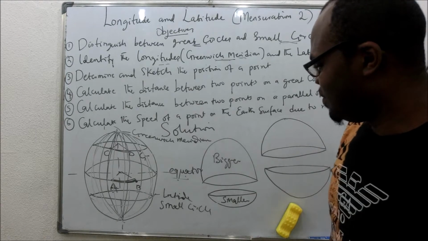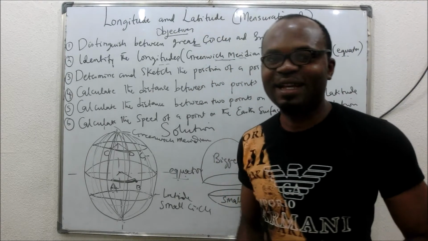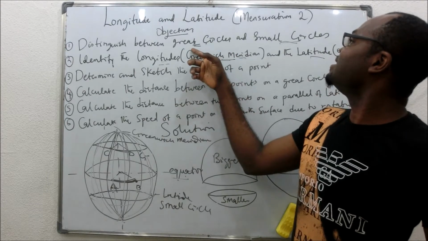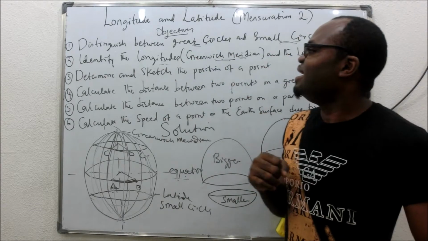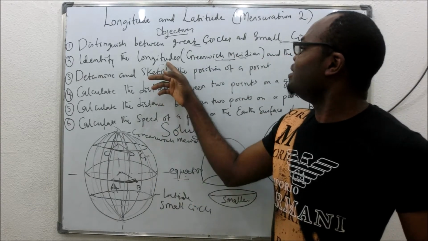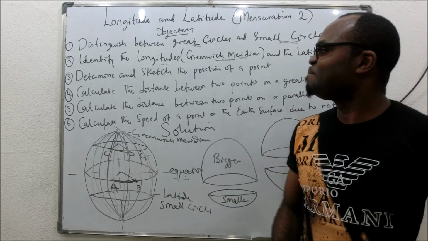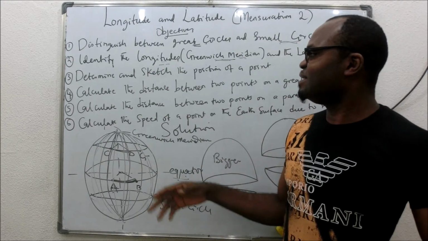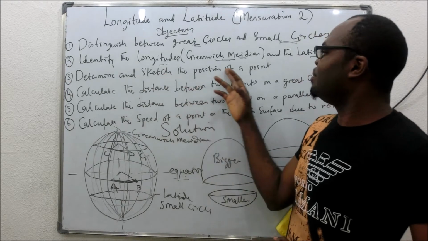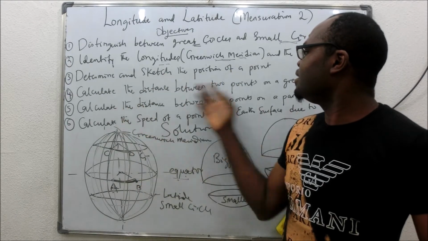So that is where we're going to be stopping. And I believe that you now know what great circles and small circles are. And you can as well tell me what longitudes and latitudes are. So in subsequent classes, we'll be able to determine and sketch a point on the Earth's surface, and calculate the distances between 2 points.